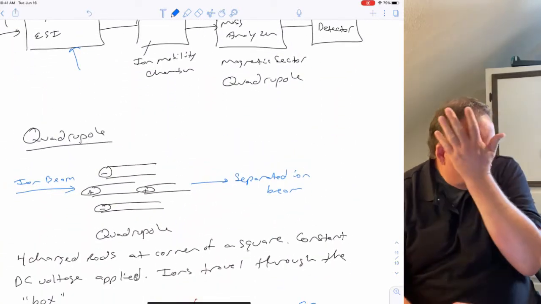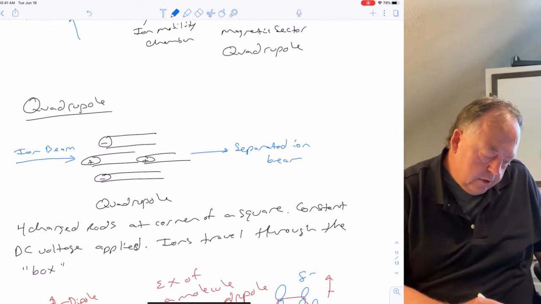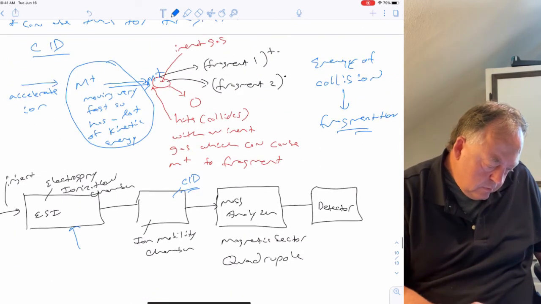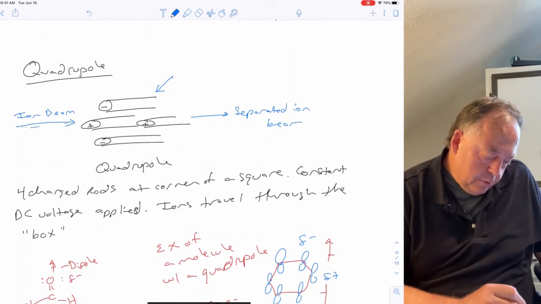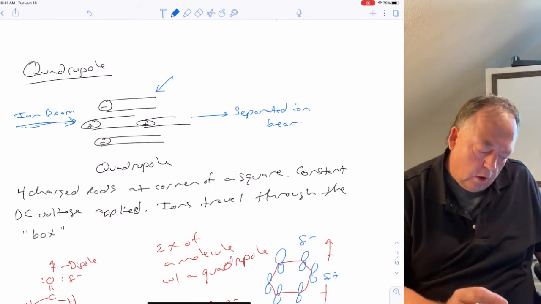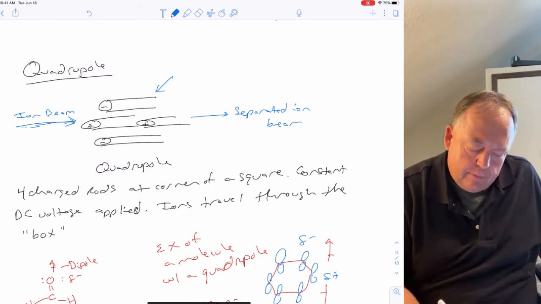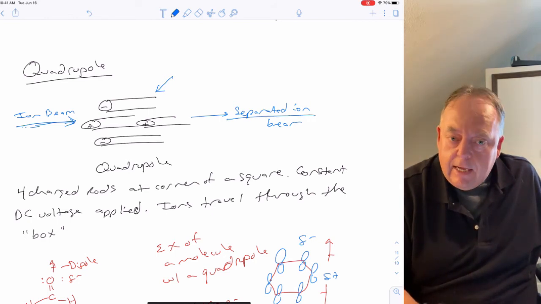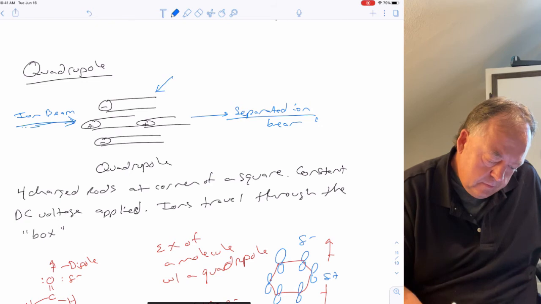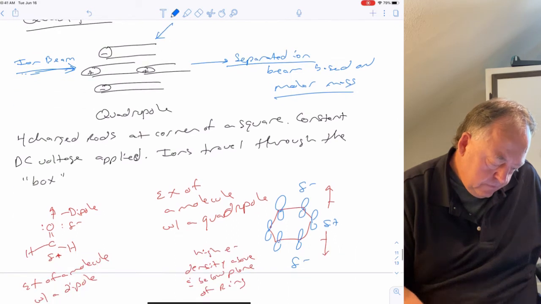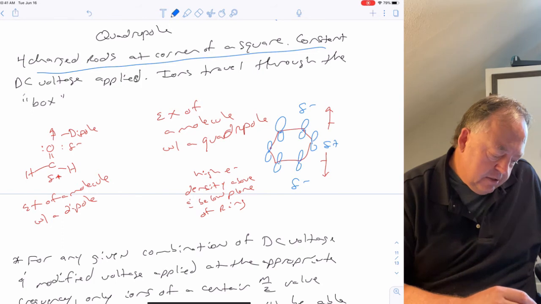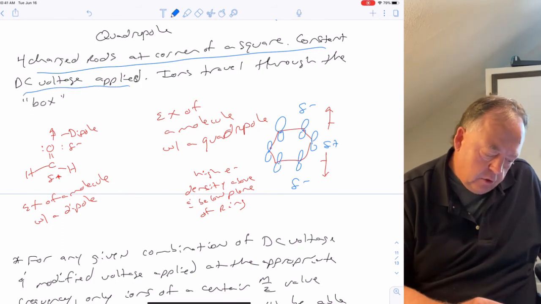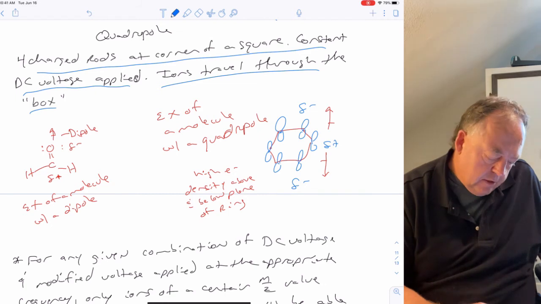Okay, so this is basically what a quadrupole looks like. You have charged rods, and then you basically put your ion beam through those charged rods, and that will separate the ions out based on their molar mass. So you have 4 charged rods at the corners of a square, and a constant DC voltage is applied, and then ions will basically travel through that box. So just a little bit more.